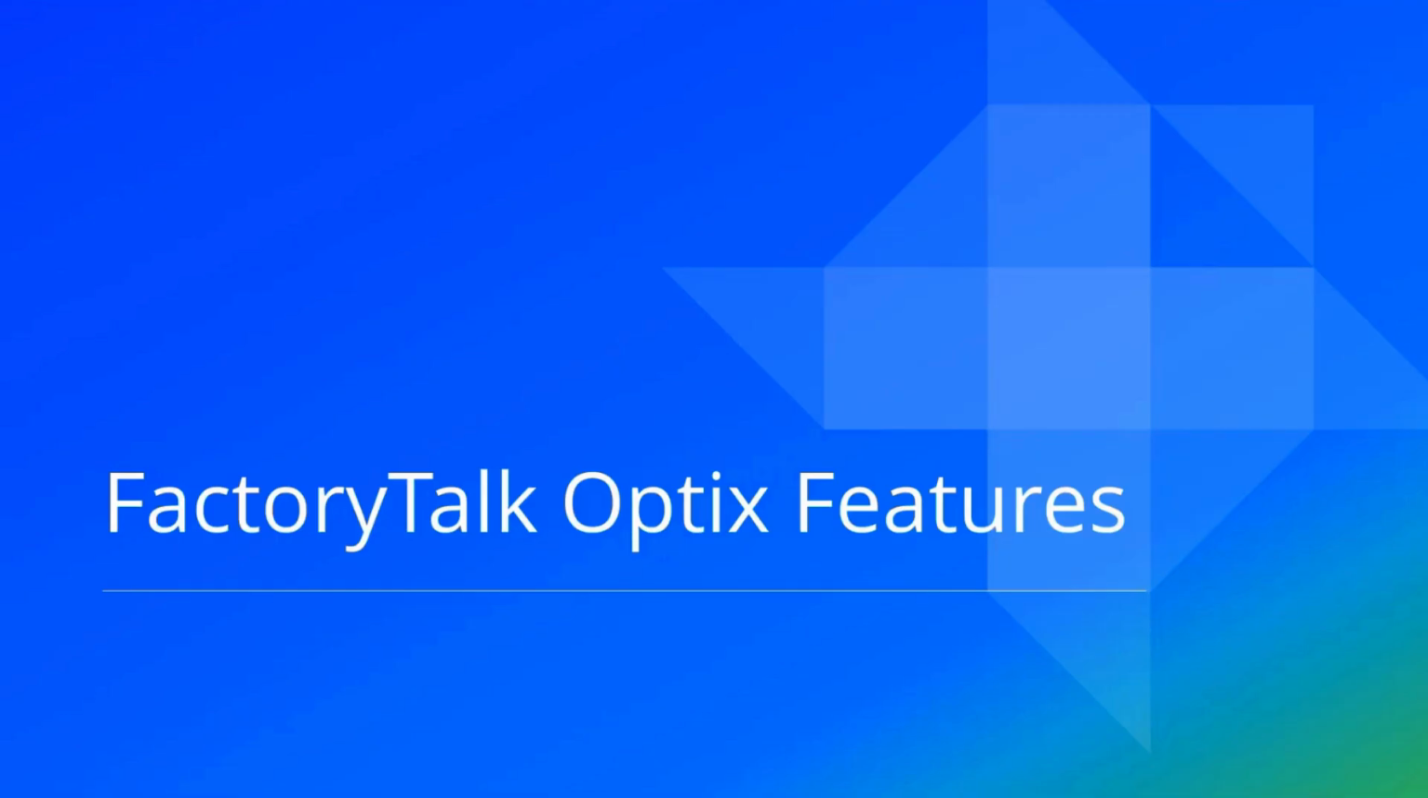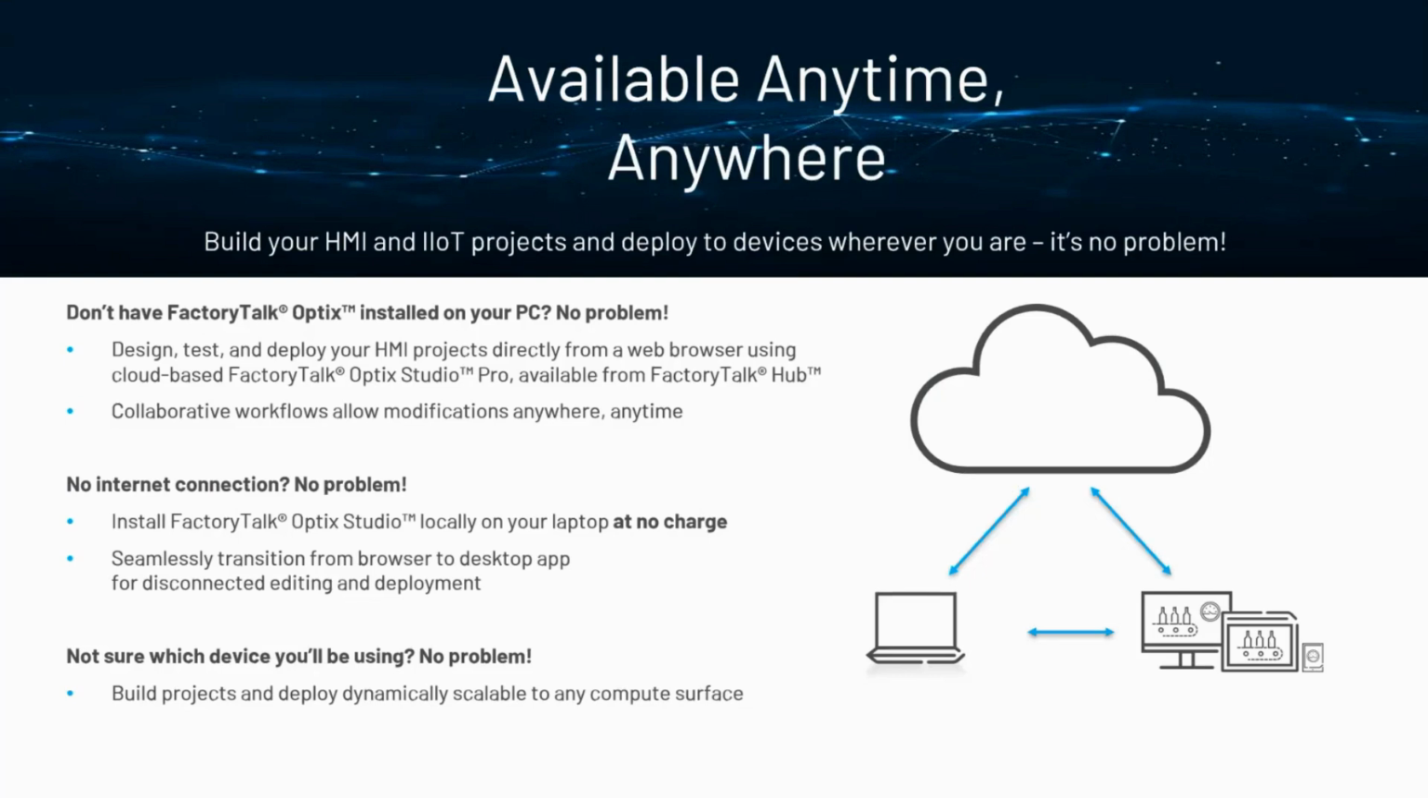So let's go into the features of Optix. From a development standpoint, you could essentially develop your Optix applications anywhere. The Optix Studio software, which is the development software for FactoryTalk Optix applications, is available as a free download. This is the local version of Optix that you download to your computer, and you can develop and test your Optix applications right away.